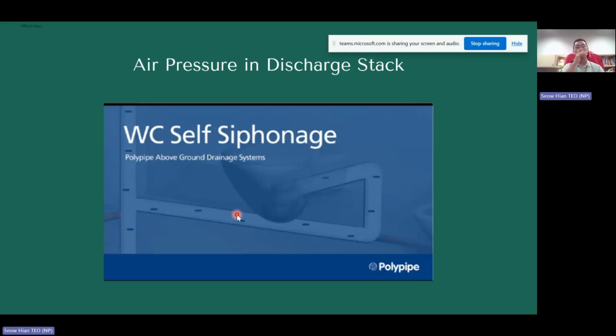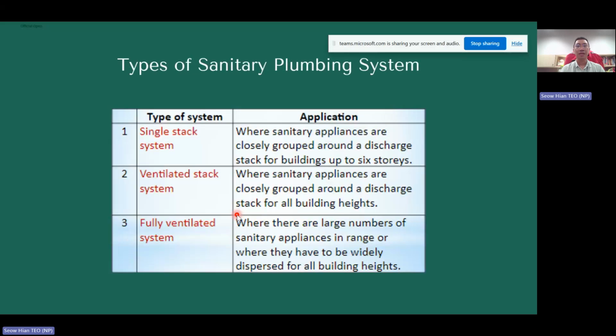So this is a video that we can show. For sanitary systems, there are 3 different types: a single stack, a ventilated stack, and a fully ventilated stack. Single stack will have closely grouped appliances on a discharge stack, for up to 6-story buildings. Ventilated stack has sanitary appliances grouped together on a discharge stack for all building heights. So single is for 6 stories, ventilated is for all building heights. Fully ventilated, if there's a very large number of sanitary appliances, is able to disperse across the building height.